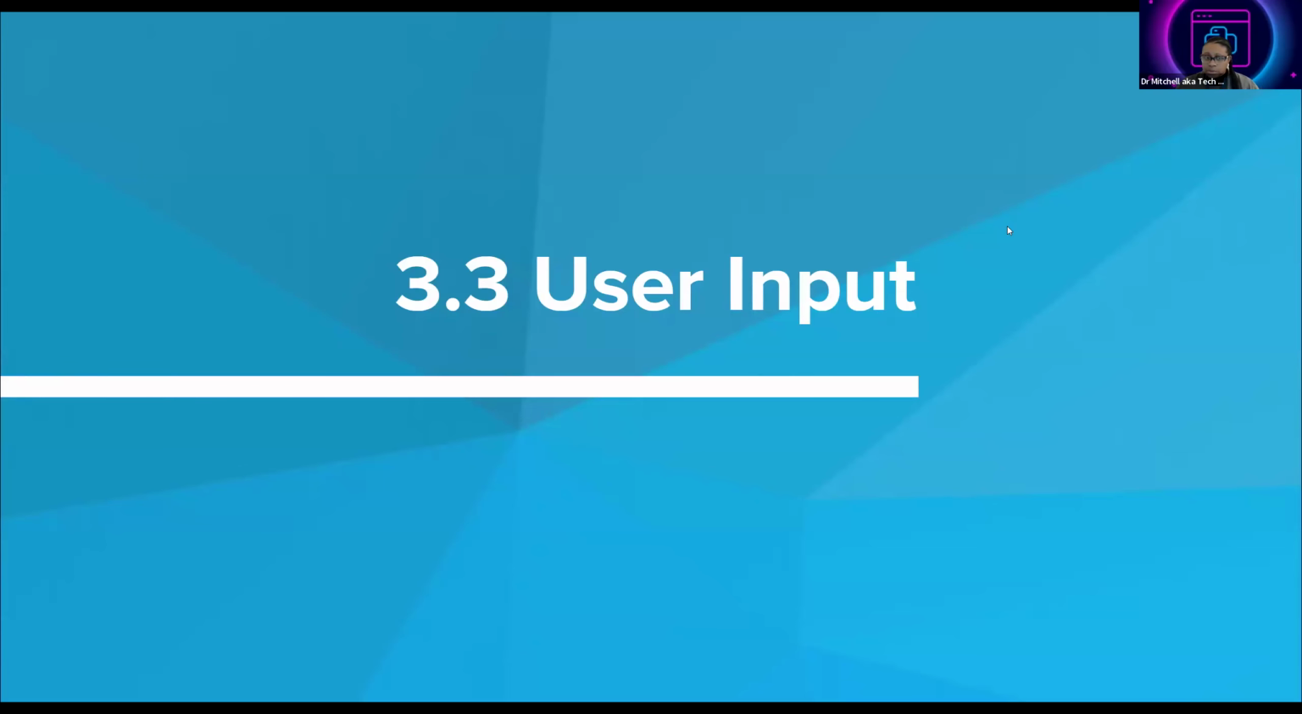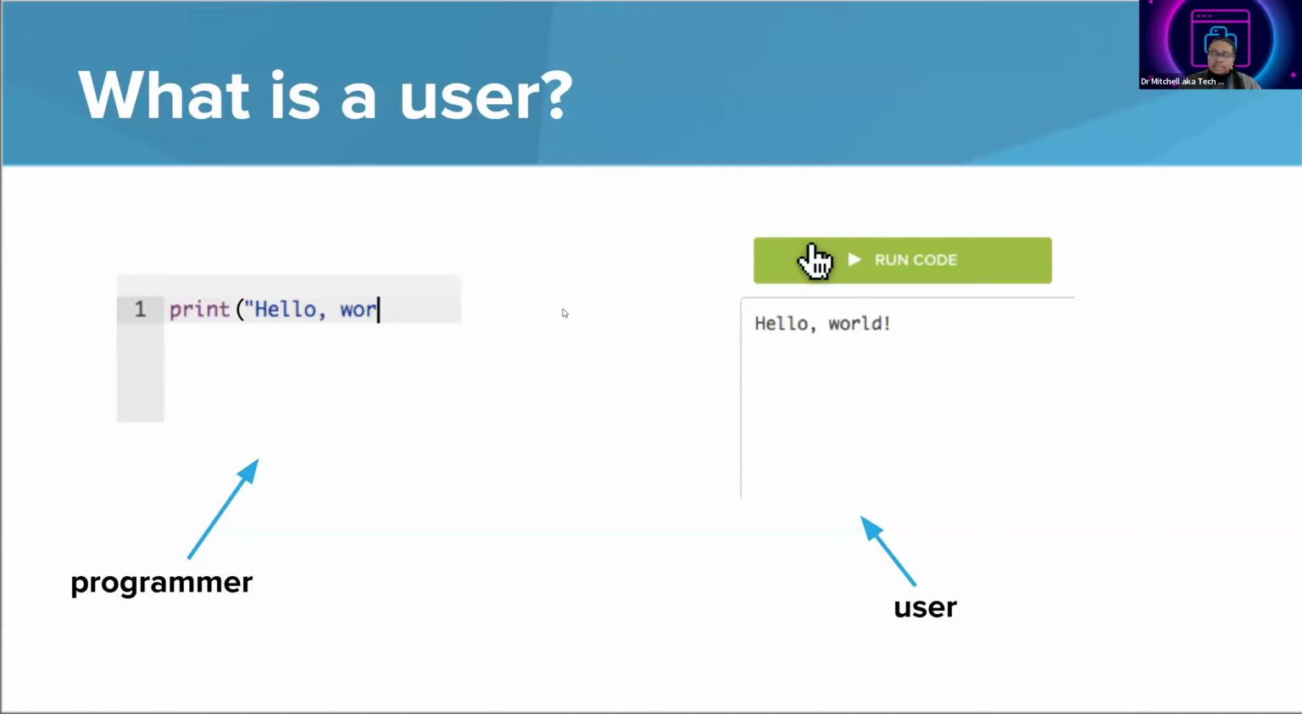This is lesson 3.3. And of course, what is a user? Well, it is someone that is using the program that you've created. So it's user input. The programmer will program print hello world, and that's what the user will see on this side once the code is run.